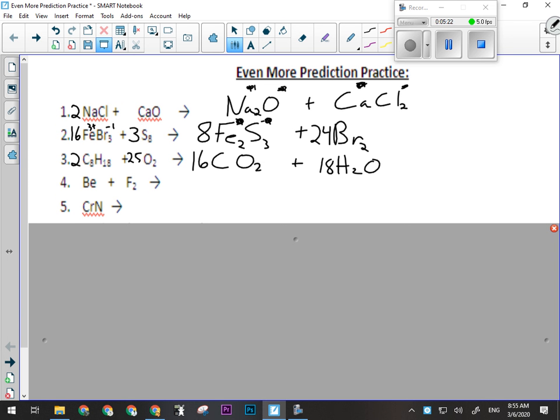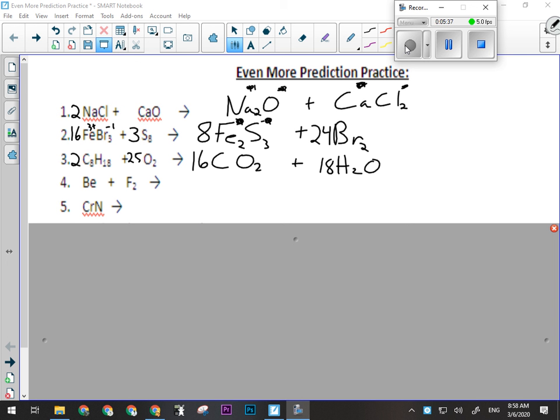Questions on number 3? All right, how many people have done number 4? I'm going to give you guys a couple more minutes and then I'm going to go over 4 and 5. So for number 4, I've got beryllium reacting with fluorine.